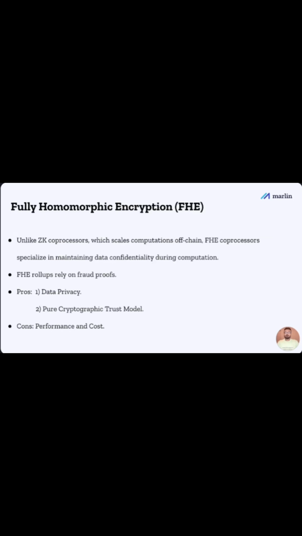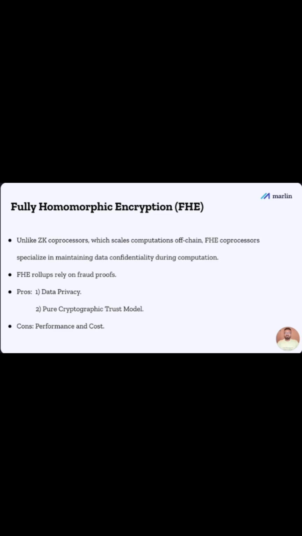Now, the maximalist approach. Fully homomorphic encryption coprocessors. Unlike ZK coprocessors, which focus on scaling computations off-chain, FHE specializes in maintaining absolute data confidentiality during computation. The data never gets decrypted, not even during processing. FHE rollups typically rely on fraud proofs for verification, creating an interesting hybrid approach. The benefits are unmatched. In terms of data privacy, your sensitive information never exists in plain text during computation, ever. We can consider it as pure cryptographic trust since there is no reliance on hardware or any third party.